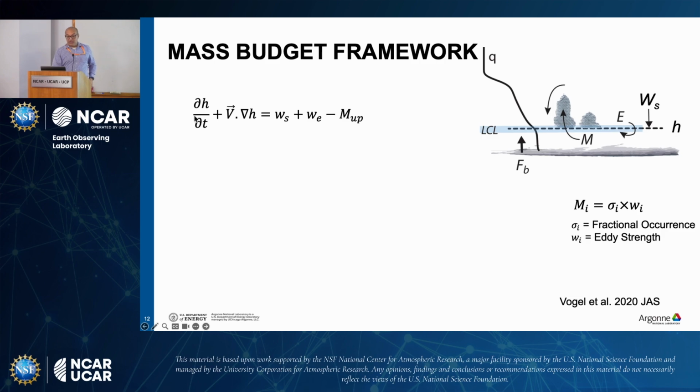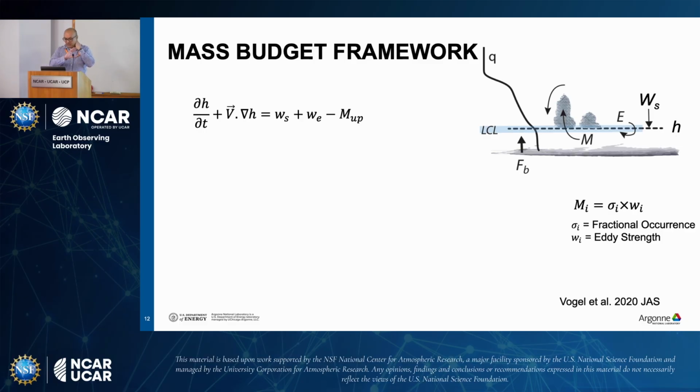The left-hand side is the local change in mixed layer depth, dH/dt, plus the advection term, which is just this advection. And that is essentially balanced by the large scale subsidence, w_s, entrainment, and then the updraft mass flux from the clouds, right? That's going up. It's a nice framework that has been used by, in here I put a reference by Raphaela Vogel, and has been used by other people also. It's a pretty well established thing.